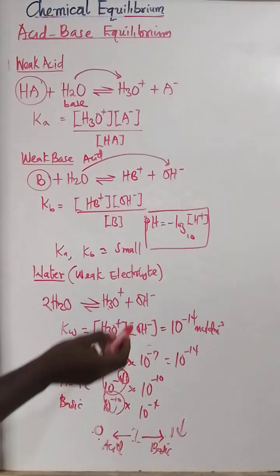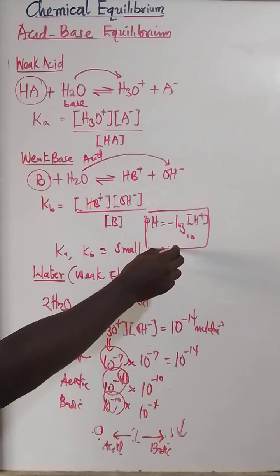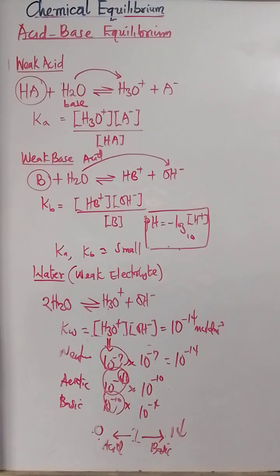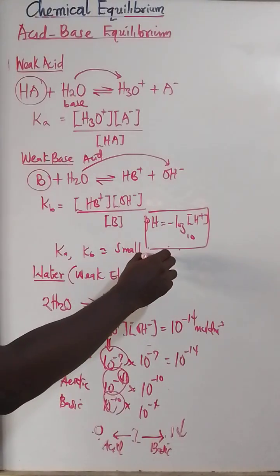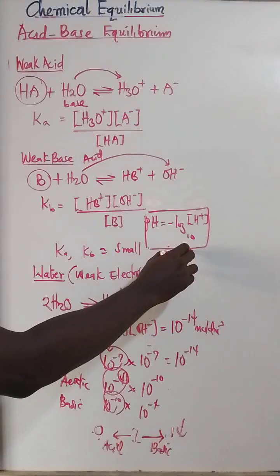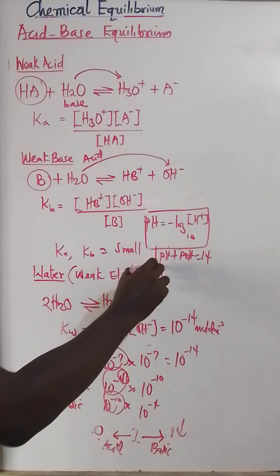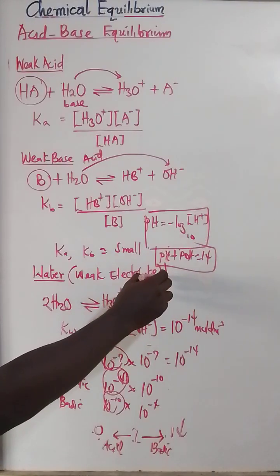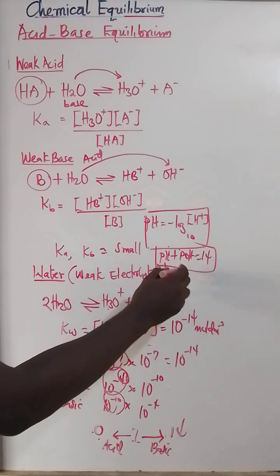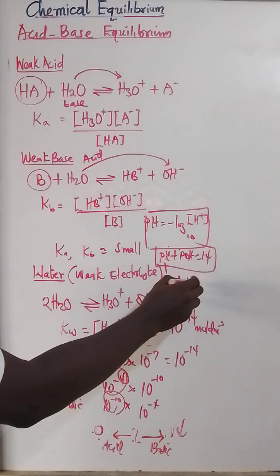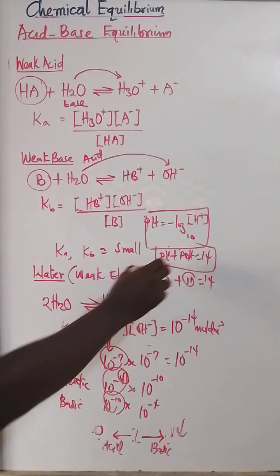And the pOH is the opposite. pOH is minus logarithm to base 10 of the concentration of OH minus, as we have it there. Well, we should know that the pH of a solution plus the pOH is 14. So if the pH of a solution is 3, the pOH has to be 11, for us to get 14.